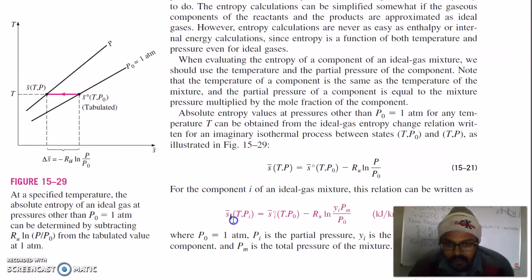Here it can be for any number of gases: 1, 2, 3, 4, any number of gases. So for each individual gas you have to find this, and then for the rest of the gases, and in this way you can find the entropy at a particular temperature and pressure.